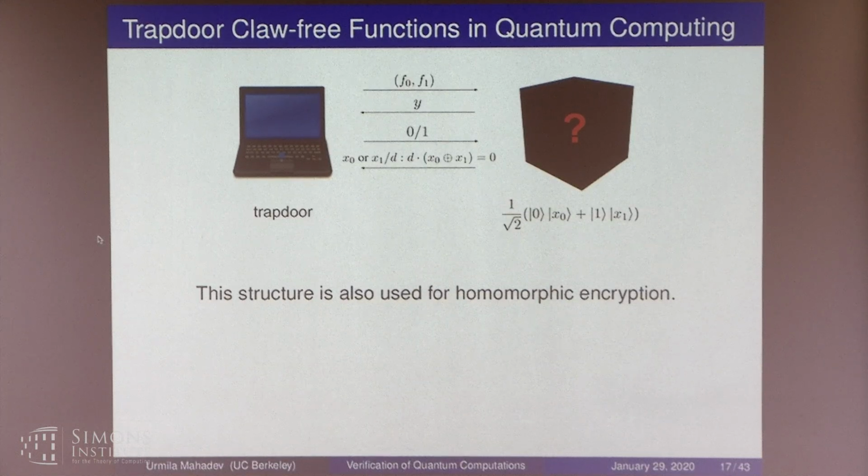This TCF structure is also very useful for homomorphic encryption. The homomorphic encryption I'm referring to is using classical homomorphic encryption schemes to evaluate quantum circuits.